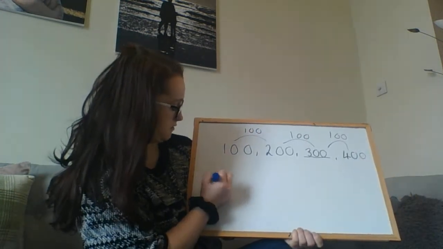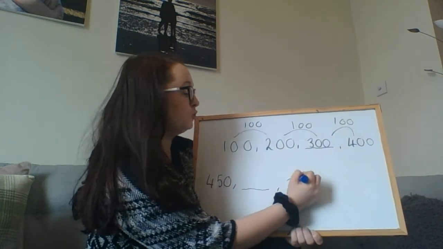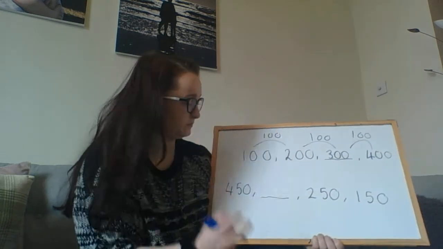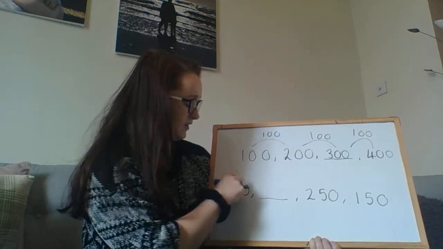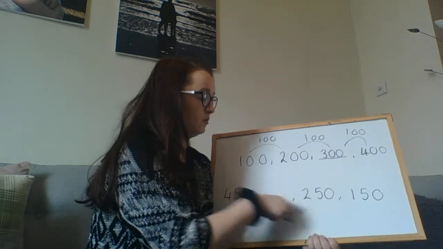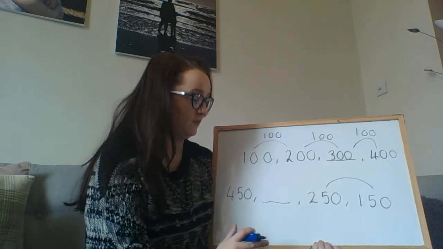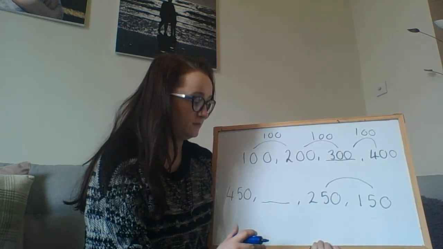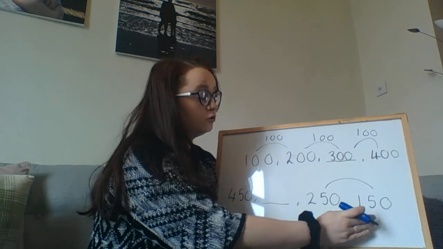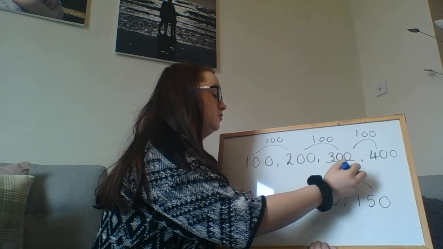So I've got here 450, and then I've got a blank. Then I've got 250, and then I've got 150. Now, we haven't really got anything to work off here. So let's work in reverse. Let's work from the bottom upwards. So what is the difference from 150 to 250? If you said 100, well done Year 3. We add 100 from 150 to get to 250, so add 100.